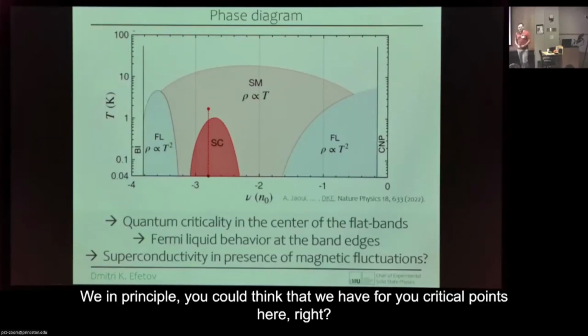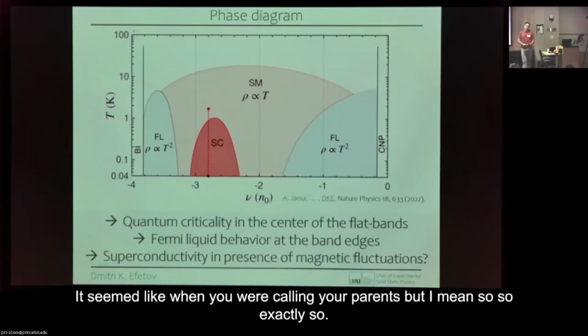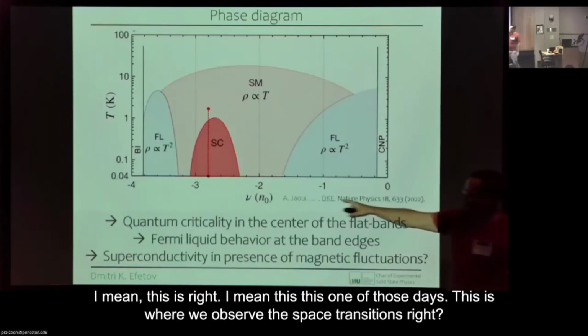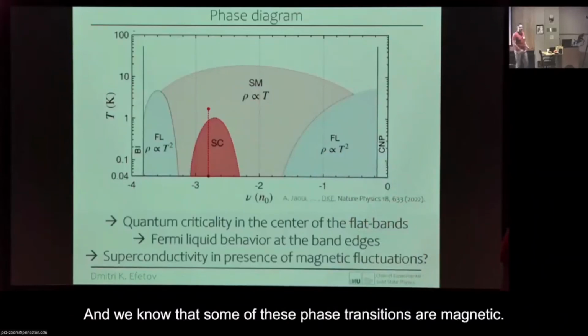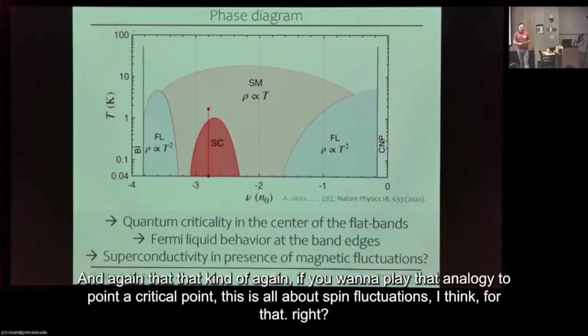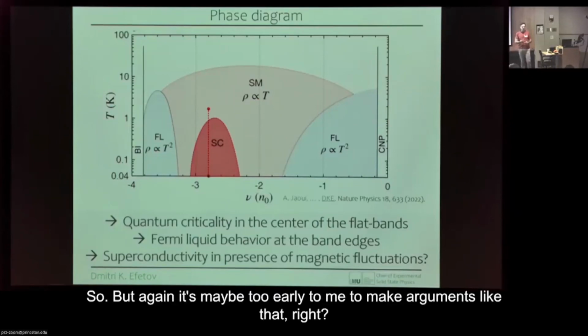It seemed like what you were calling the parent state is somehow in between. Yeah, exactly. This is one of those states where we observe these phase transitions, right? And we know that some of these phase transitions are magnetic. Again, if you want to play that analogy to a quantum critical point, this is all about spin fluctuations and things like that, right? But again, it's maybe too early to make arguments like that.